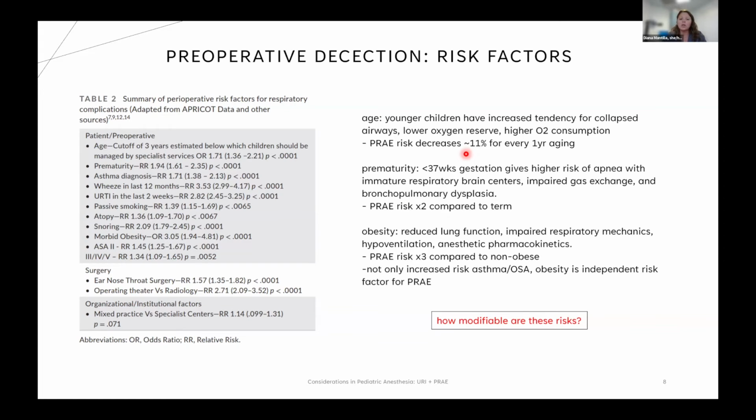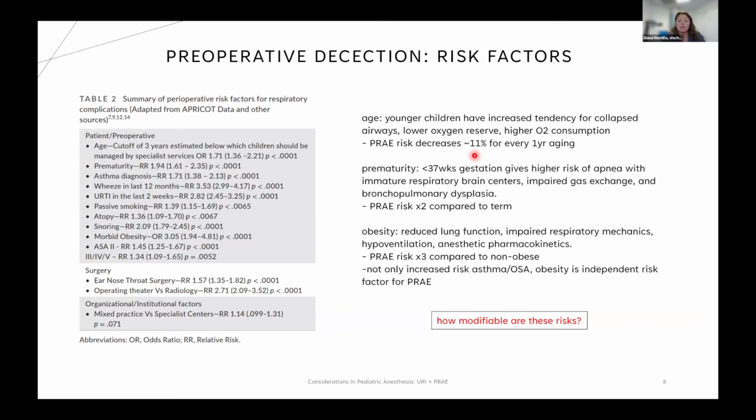The other thing that's interesting with age is that the most common age for a child to undergo ear tubes for ENT surgery, which are generally these kids that are coming with cough, runny nose, and having those upper airway concerns, is in this age range of cutoff at 3. And so it's really interesting that risk decreases by such a large amount, 11%, with every year that they age, with the most concerning risk being those that are under the age of 1.